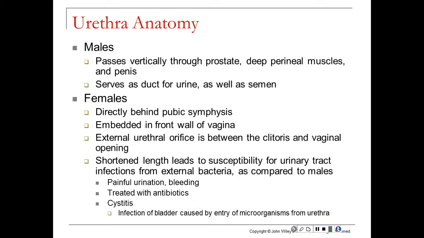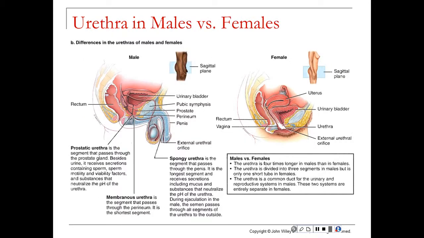In females, it's behind the pubic symphysis, embedded in the wall of the vagina. You have that external urethral orifice between the clitoris and the vaginal opening. It's shorter than in males, I should say, which is going to increase susceptibility for urinary tract infections, painful urination. It can be treated with antibiotics, as well as cystitis, which is the infection of the bladder caused from microorganisms coming in. Here you can see the different structures. The urethra in females is only for urine, whereas in males, it's urine as well as semen.